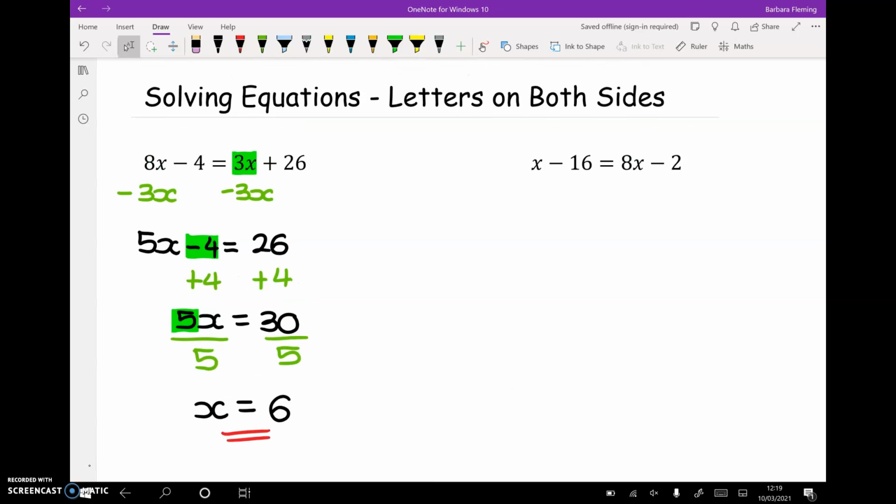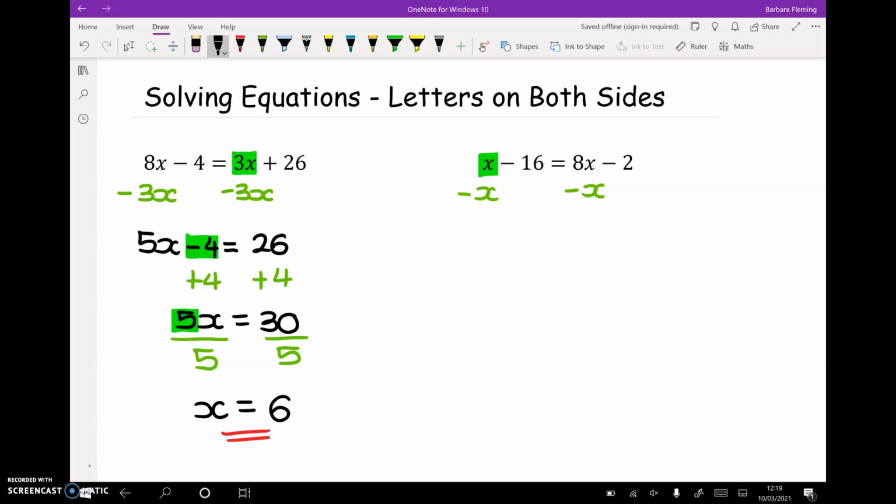Okay, our second equation here, we have x subtract 16 equals 8x subtract 2. So I'm going to go for my smallest amount of x's here. X is smaller than 8x, so I'm going to move that one. So in order to get rid of that x term, I'm going to subtract x. And what I do to one side, I do to the other.